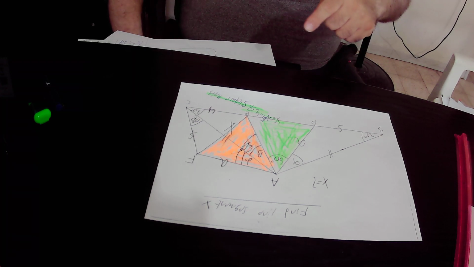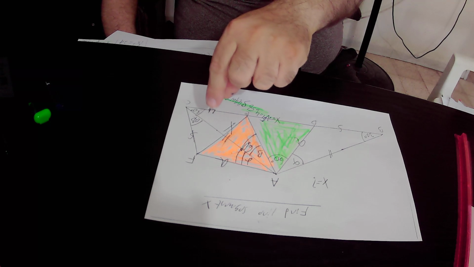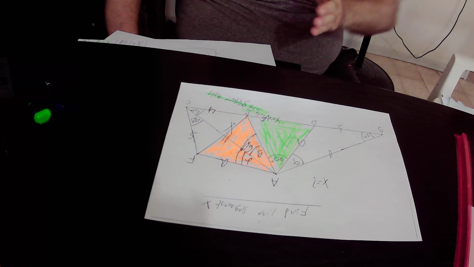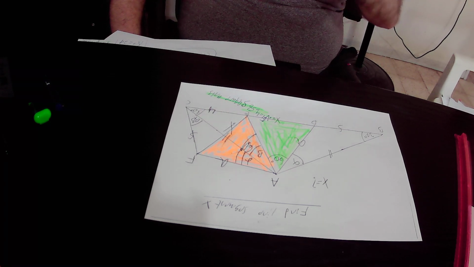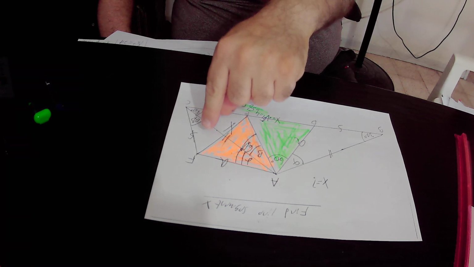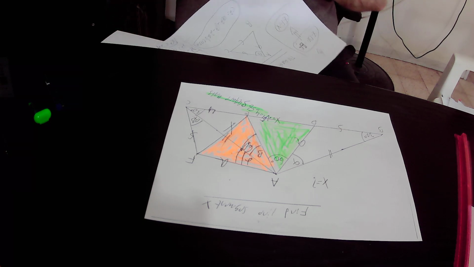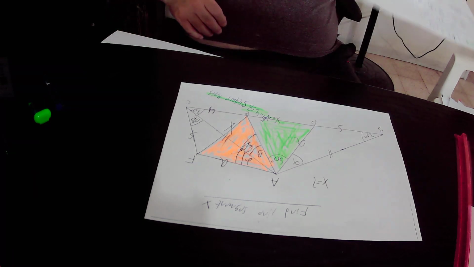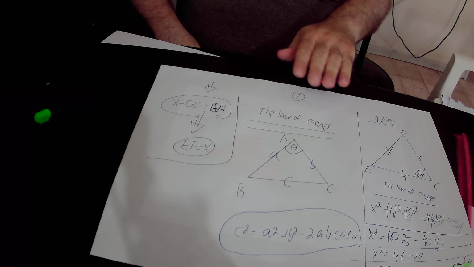Therefore, we will implement the law of cosines in triangle EFC, but first of all, I presented to you the law of cosines, and then we implemented the law of cosines in this triangle, triangle EFC. So what is the law of cosines? The law of cosines is true in any triangle.